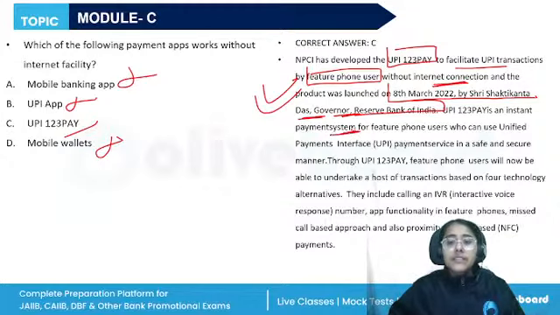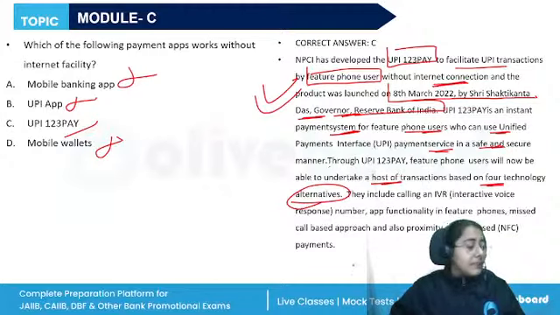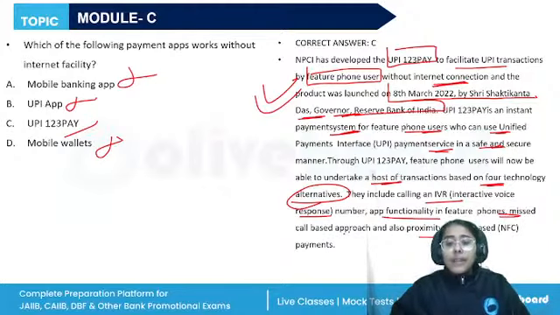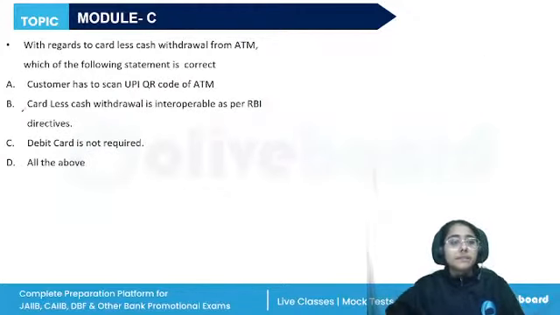It is an instant payment system for feature phone users who can use UPI payment service in a safe and secure manner. The feature phone users will now be able to undertake a host of transactions. There are 4 technology alternatives in the UPI 123 Pay: the interactive voice response number, app functionality in feature phones, missed call based approach, and also proximity sound-based payment, NFC, near field communication technology. All right. So UPI 123 Pay does not require internet facility.